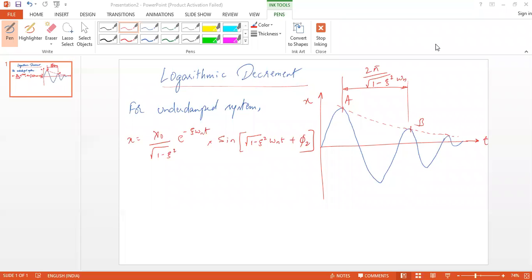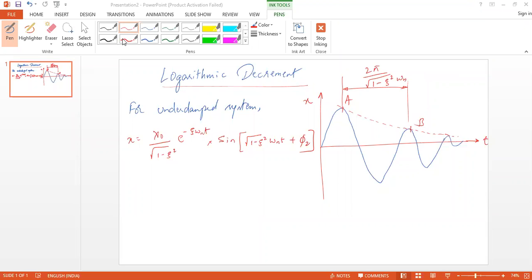Now, the next topic is logarithmic decrement. The logarithmic decrement is for an underdamped system. We know this is the nature of the curve which we get for the underdamped system, and this is the expression for the displacement with time. Okay.